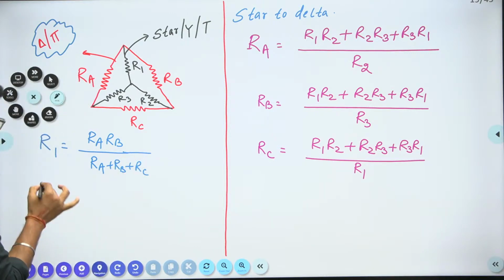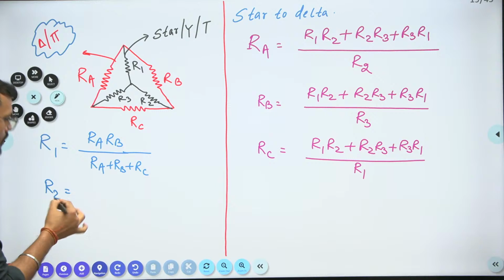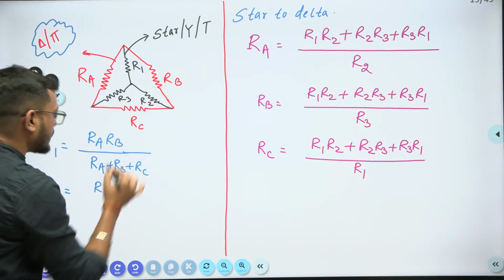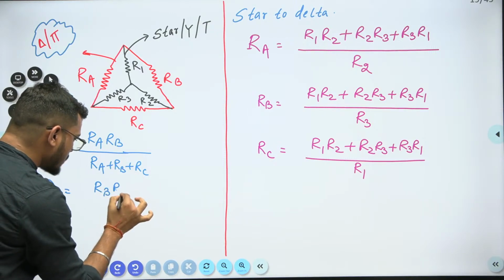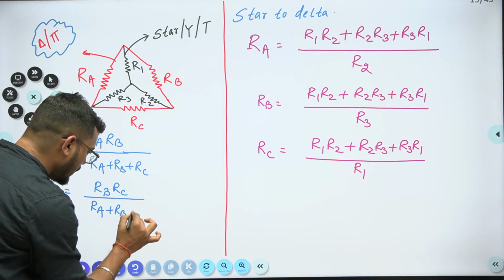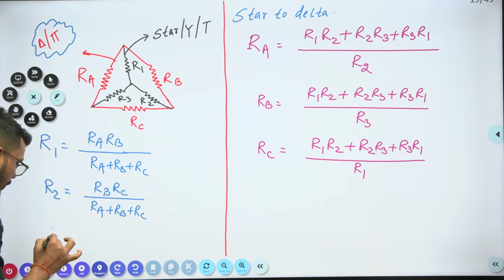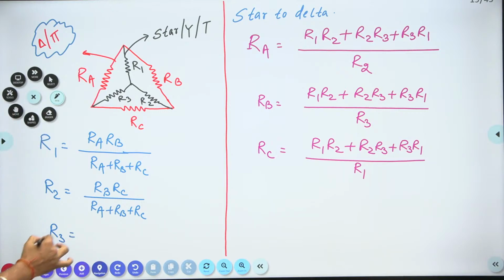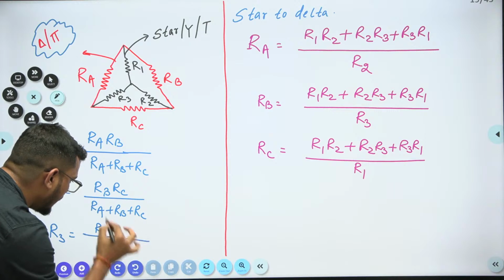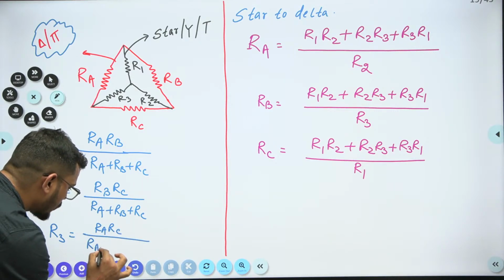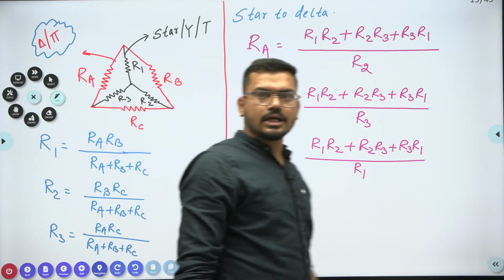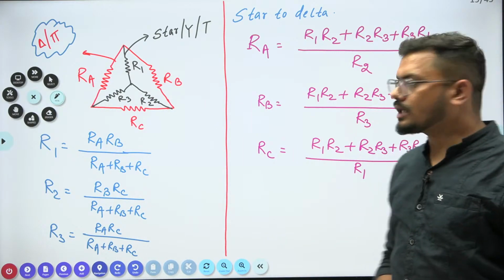Is it clear? So what about R2? R2 is nothing but RB and RC, the adjacent ones, divided by RA plus RB plus RC. And what about R3? R3 is RA into RC, and again the denominator part will be the same, which is RA plus RB plus RC. Is it clear to all? Yes or no? Respond please.